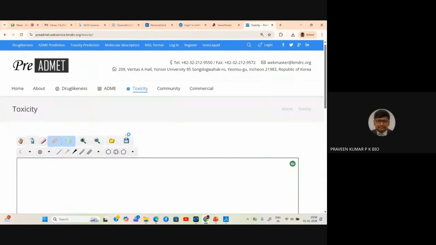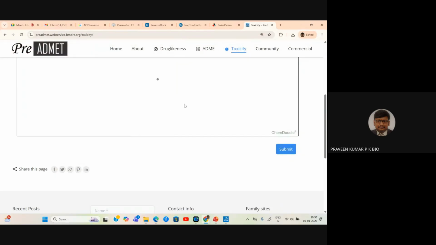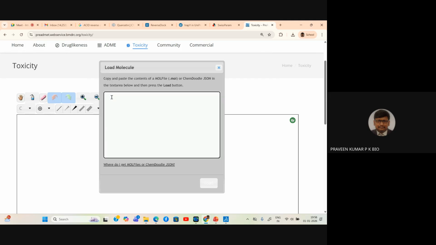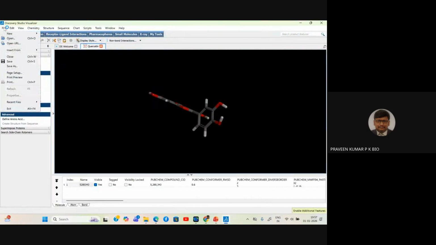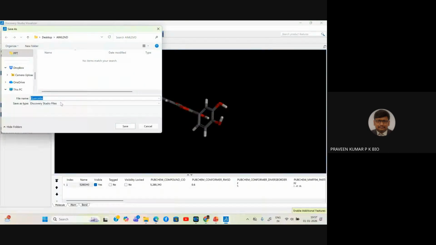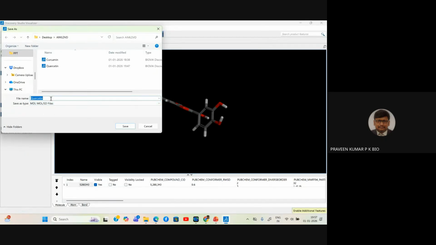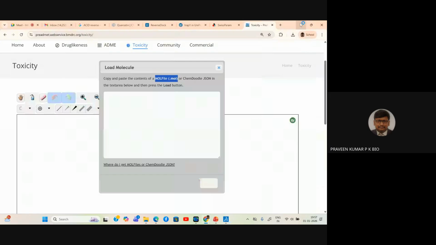So I'm just getting inside this. Either it asks for SMILES format or you have to upload the Mol2 format. Okay, so I'm going to click this. It's asking to paste the .mol, not .mol2. So how to get the .mol file? Save as. Yes, we have MDL mol. So I select this .mol and save the same compound as .mol.